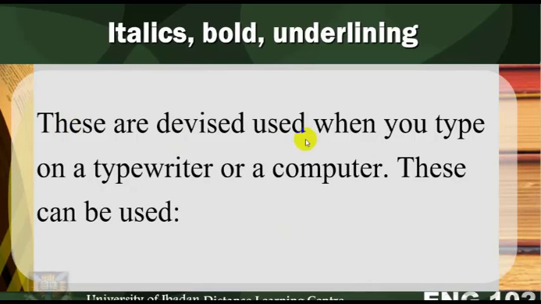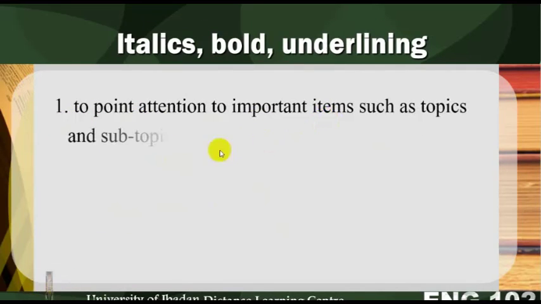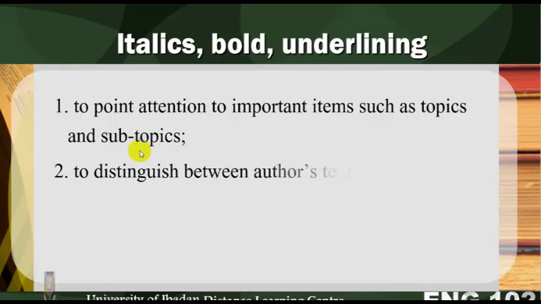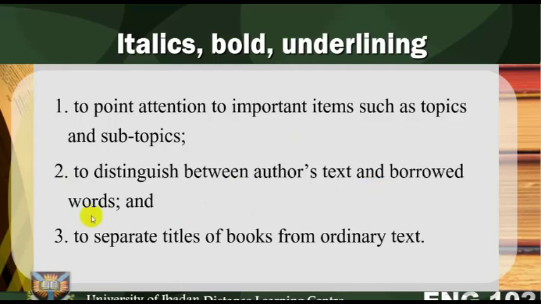Italics, bold, underlining. These are devised and used when you type on a typewriter or a computer. These can be used 1. To point attention to important items such as topics and subtopics. 2. To distinguish between author's text and borrowed words. And 3. To separate titles of books from ordinary text.